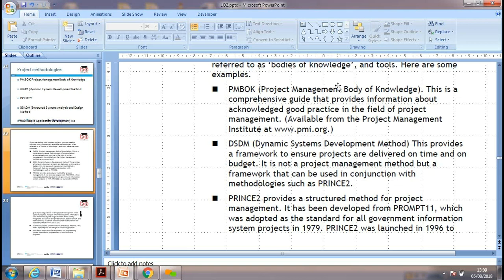So this provides a framework to ensure that projects are delivered on time, on budget, and it is not a project management method. Prince2 provides a structured method of project management, and it was adopted as the standard for all government information systems projects in 1979, and Prince2 was launched in 1996. So these are all developed by the Project Management Institute.